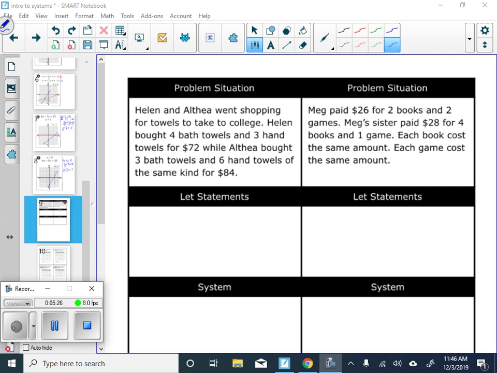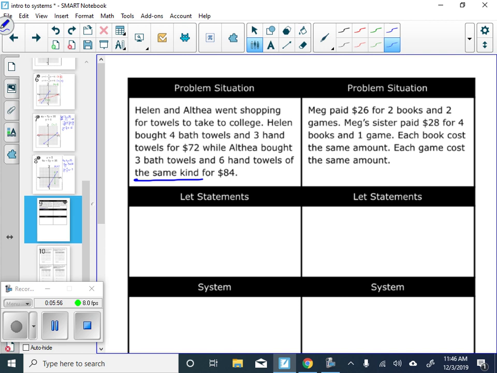And this statement that says the same kind is very important to me because that means that there's no variation in the price. Whatever a bath towel costs for Helen, the bath towel costs the same thing for Aletha. So that's important. Now, those are things that I know. What are things that I don't know? How much each thing costs. And what things do I have? Bath towels and hand towels, yes?